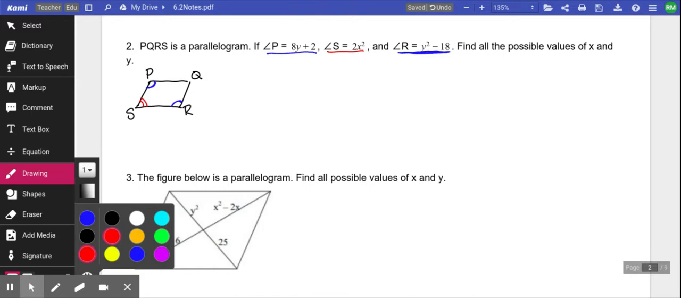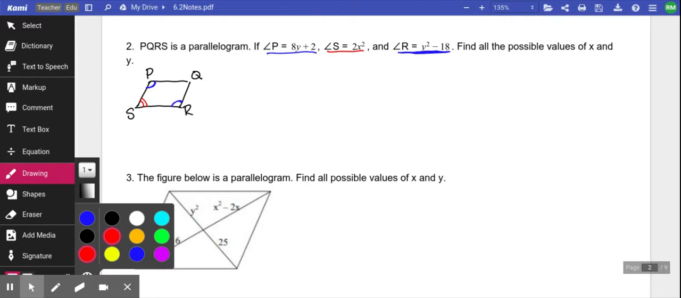And it says find all the possible values of x and y. Well, when I look at this problem, there's a couple things I noticed. I noticed that there's two variables, so maybe I have to use substitution or elimination. But then I see these squared. Okay, so whenever you see a squared, like 2x squared or y squared, you should think we have to use either the quadratic formula or X-Men. So whenever you see squared, that's what you're going to use. That's what you need to solve.